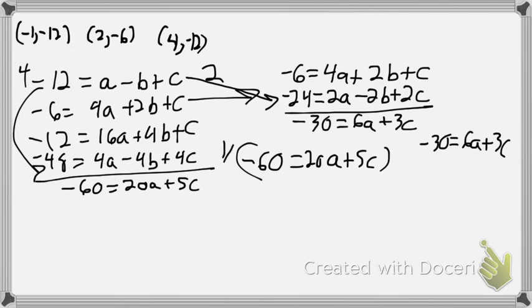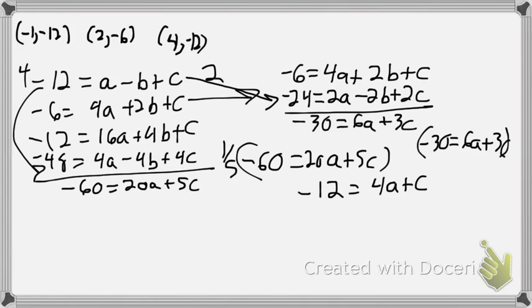I'm going to multiply that by 1/5. I can multiply it by 1/5 or 0.2 just the same way that I could multiply it by 5 or 10 or 6 or negative 37. So 1/5 times negative 60, negative 12, equals 1/5 times 20, 4a, plus 5 times 1/5, c.